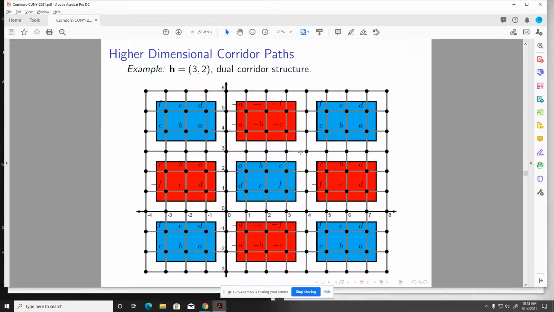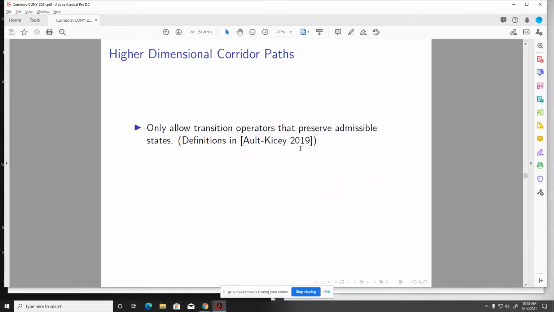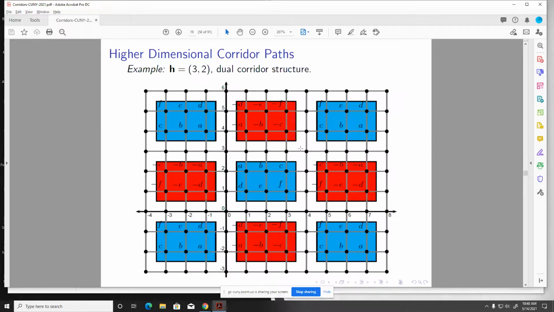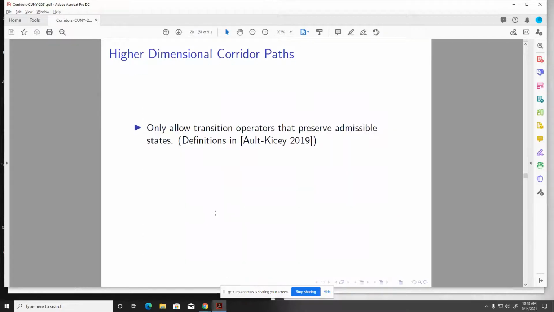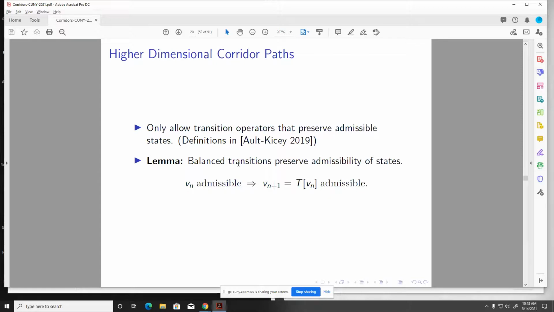All right. So again, the fact that they're supposed to annihilate as you progress to the next state, we need that to maintain throughout all the progression. Therefore, we have to allow transitions that preserve that admissibility. We call it an admissible state if it has that structure. So we need transition operators that preserve that.